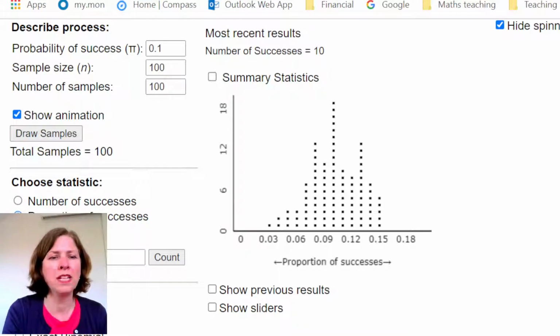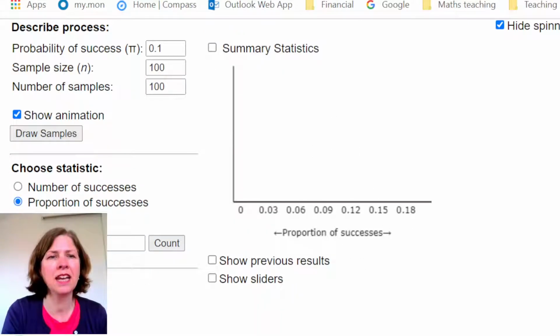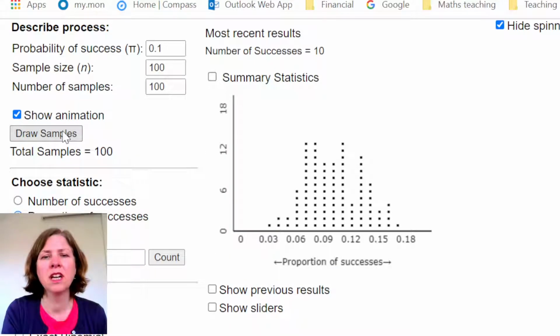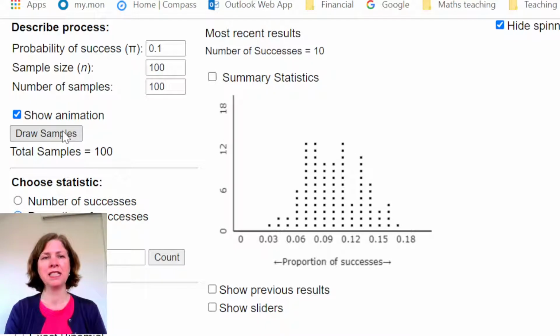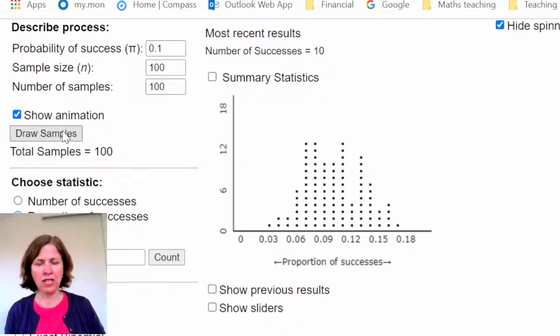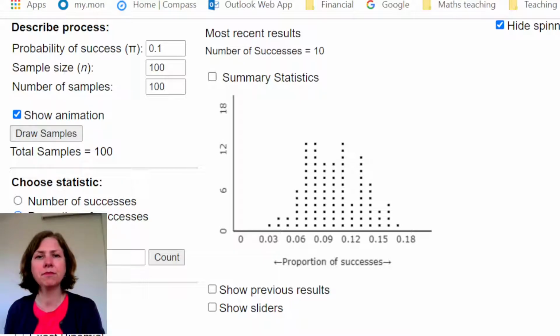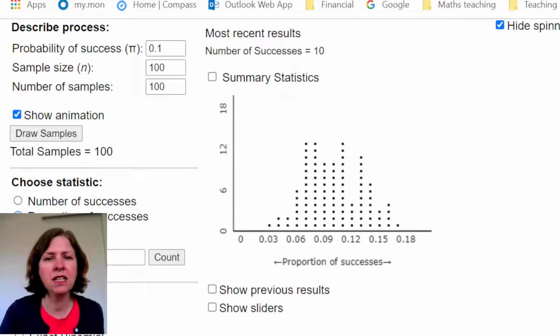It doesn't always work exactly that way. Let's try it again. 100 samples with a sample size of 100. This time 0.1 is not my peak, but it's still more or less the middle of my distribution. Okay, so 0.1 in this case is my expected value. It's my mean. So let's take some notes on this.